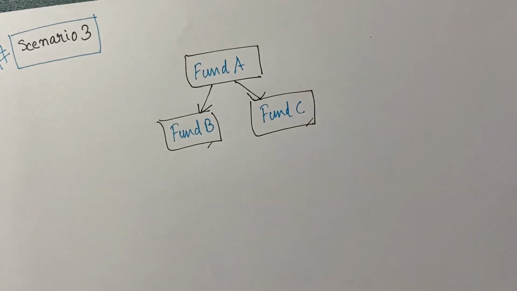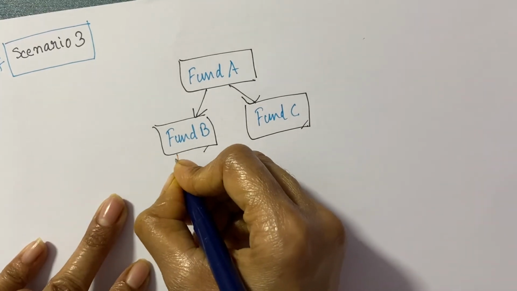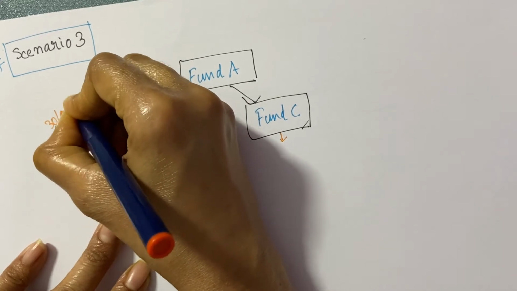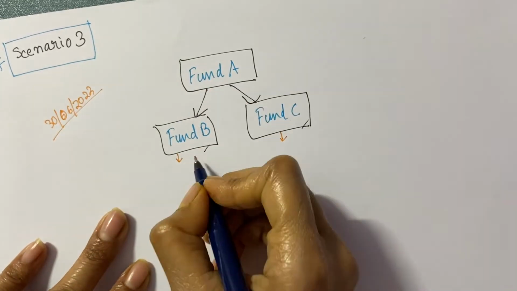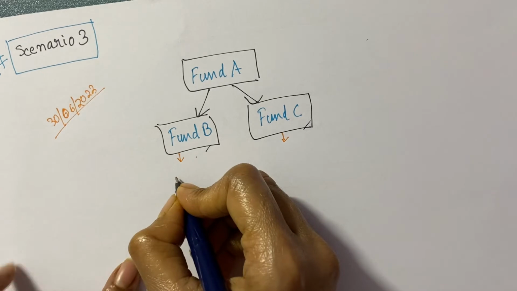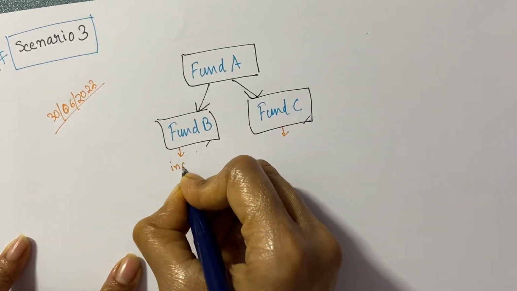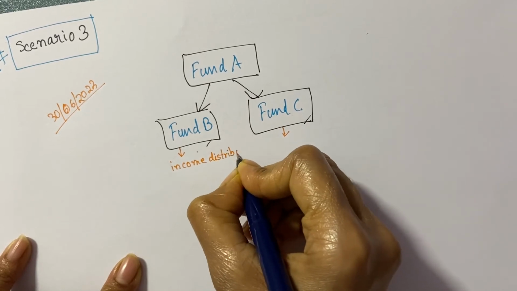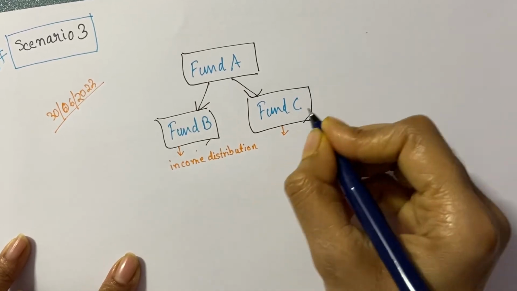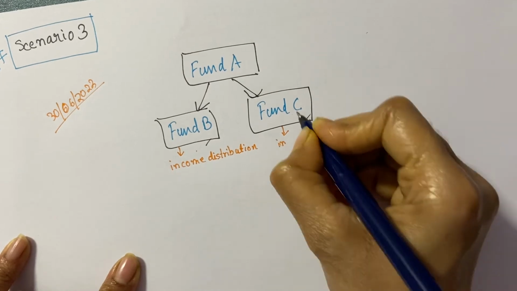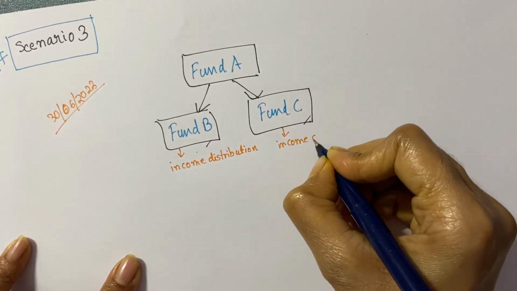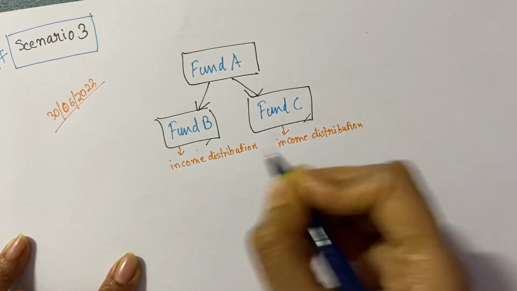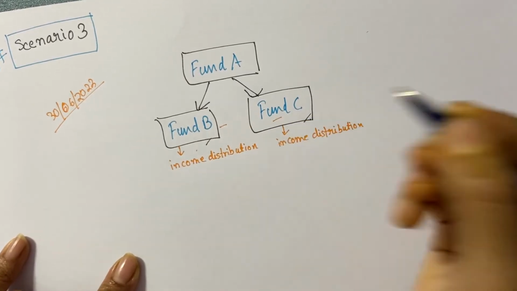Whenever you are having an income distribution, let's say on 30 June, it is a quarter end as well. Let's say on 30 June, these two funds are doing an income distribution. So whenever there is an income distribution, these funds have to book the income distribution which will be payable to the investors of this fund. So income distribution will be booked in these two. Whenever there is an income distribution, there will be a NAV drop for these two funds.